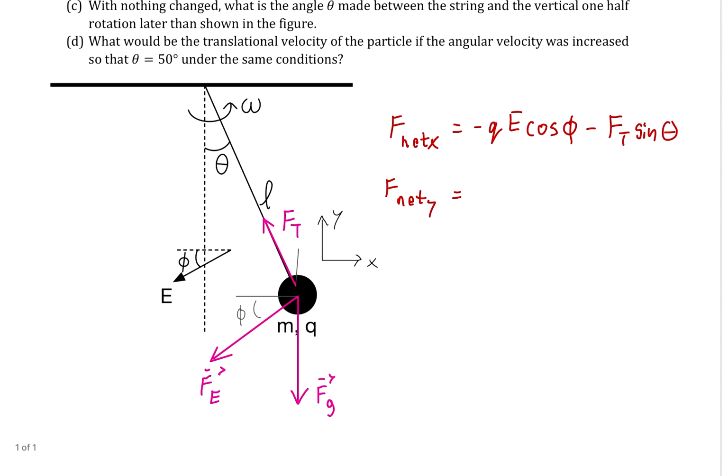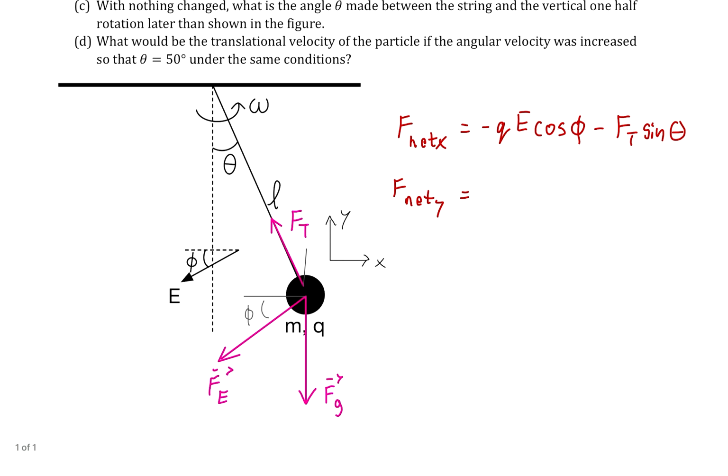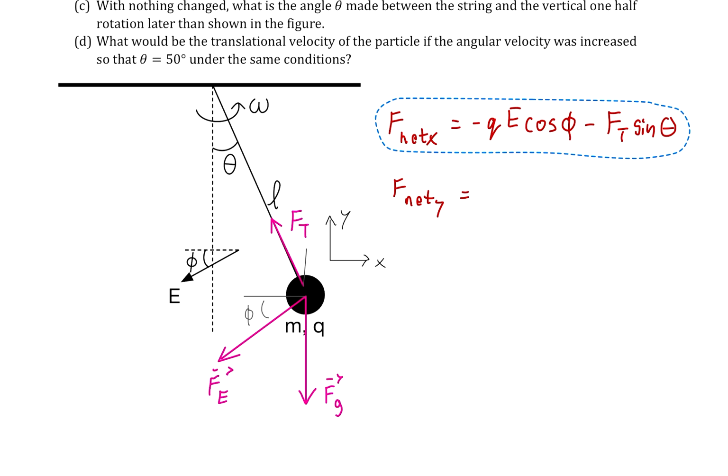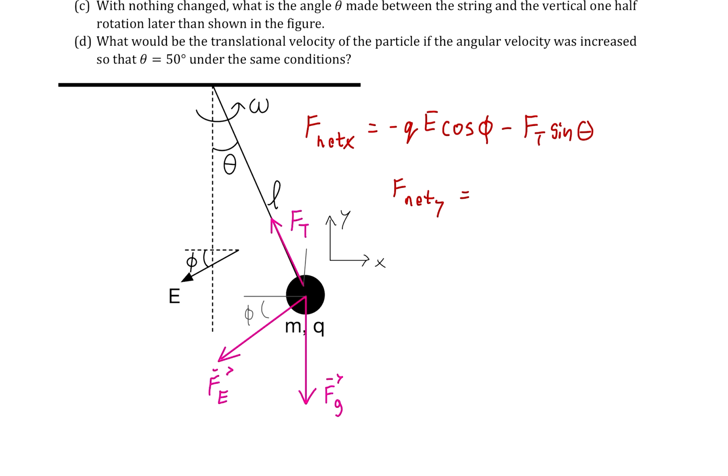Now, the other thing in the x direction, which I'll need a little more space for, is that it's not going to be equal to 0. The forces in the x direction definitely don't sum to 0. They have to sum to the centripetal acceleration times mass. That's going to look like m v squared over r.